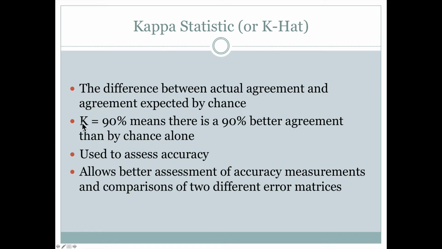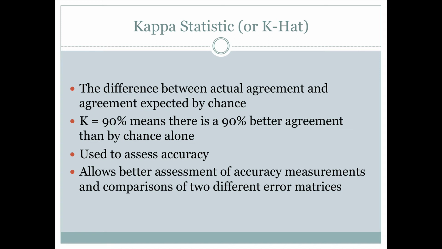So a K-hat statistic of 90% means there's a 90% better agreement than chance alone. So it's kind of going on top of that. These numbers tend to be lower than the overall accuracy assessment. They're used to assess accuracy, but one of the nice things is now we can compare one accuracy assessment with another accuracy assessment, even if they're in different areas or looking at different categories. It's a better overall measure of how accurate the image classification is.